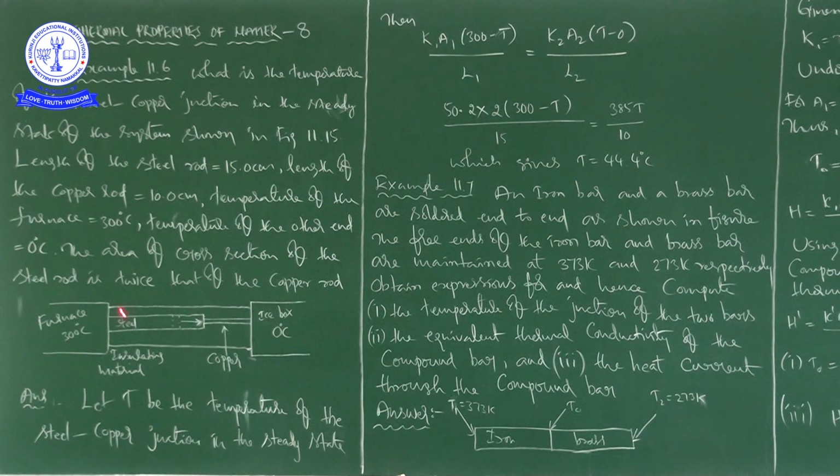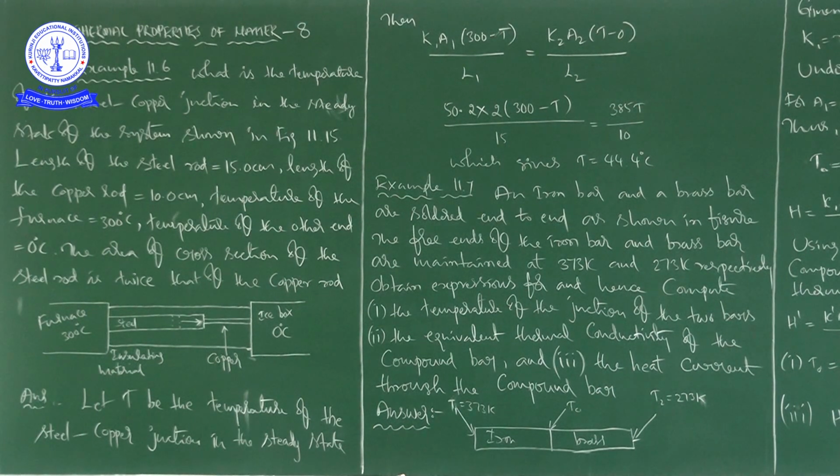Okay, right. So this is the system we have seen in this figure. Basically what he is saying is that it is the steel copper junction which is in the steady state. Okay.